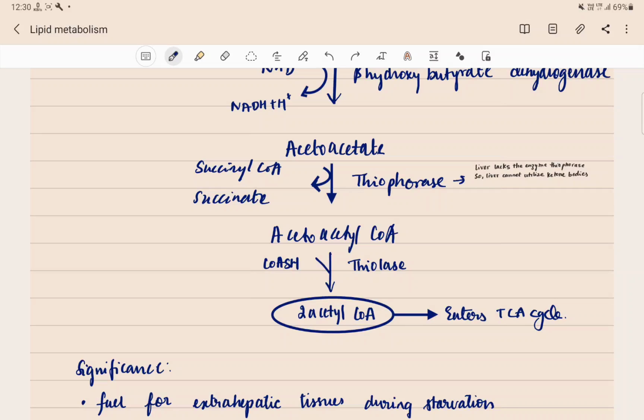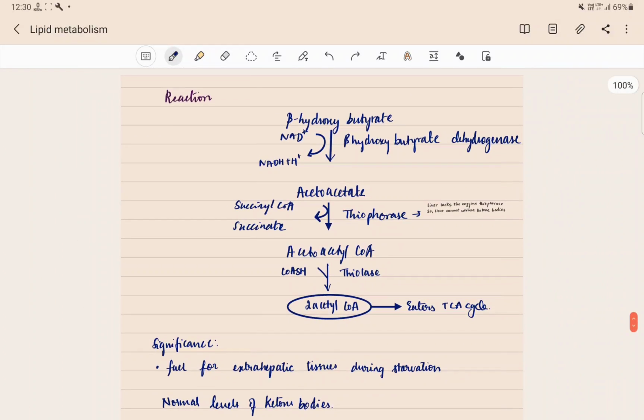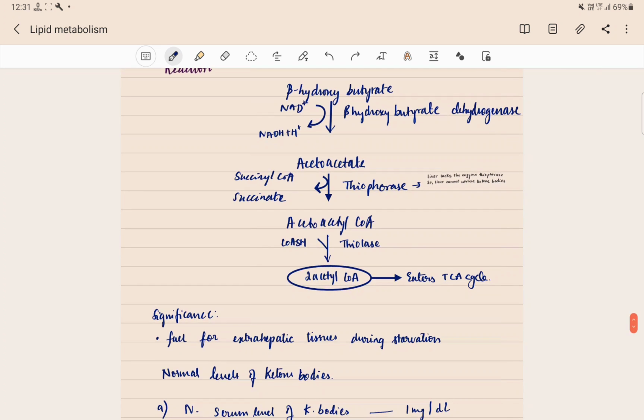Then we use the thiolase enzyme for conversion of acetoacetyl CoA to 2 acetyl CoA. This acetyl CoA enters the TCA cycle to provide energy. So this is the reaction. This is significant because it provides energy during starvation for extrahepatic tissues.